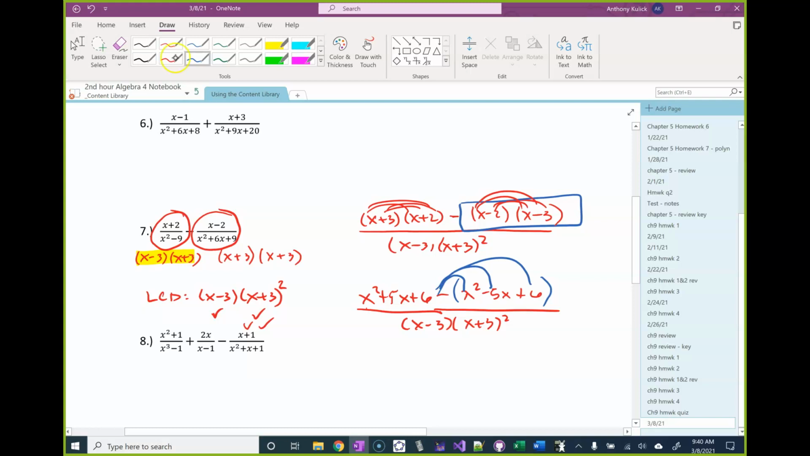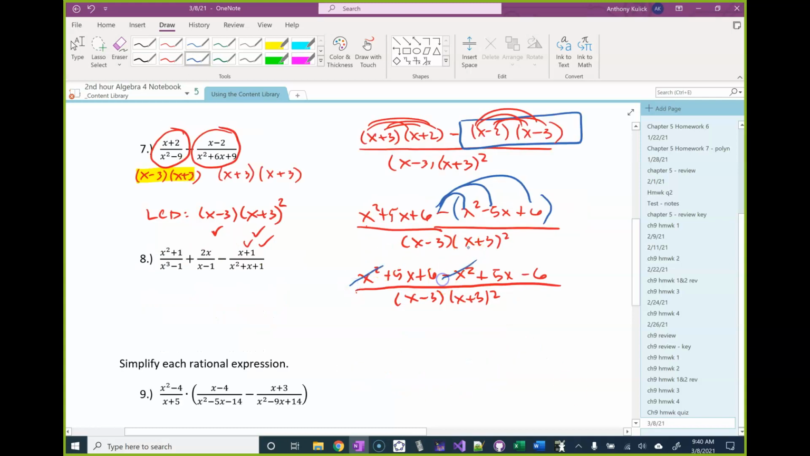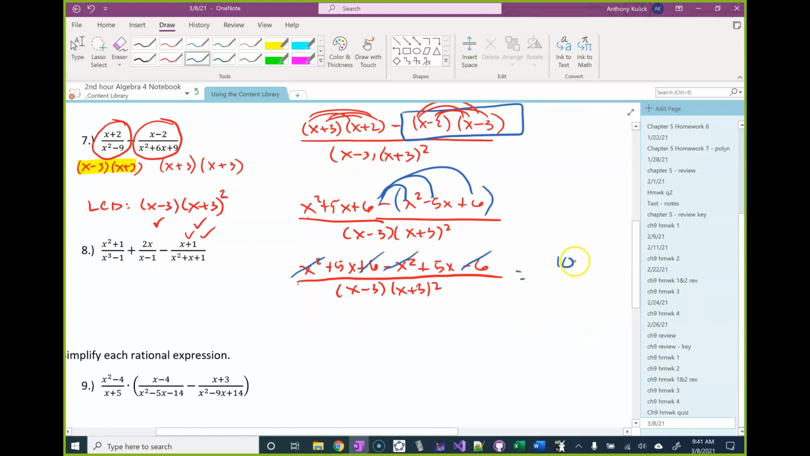And now I can combine like terms. So an x squared and a negative x squared just cancel out. A negative 6 and a positive 6 just cancel out. And then 5x and 5x is 10x. And obviously for 10x, there's no more factoring I can do, and there's no reducing to be done, so that's my best answer. Pete?